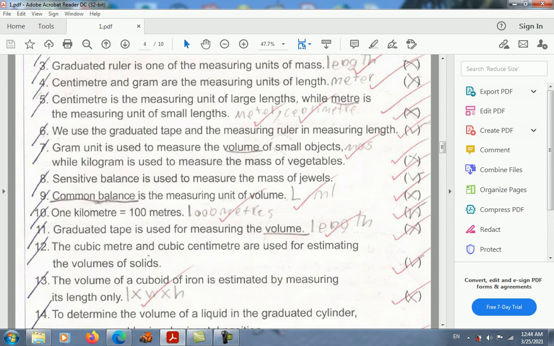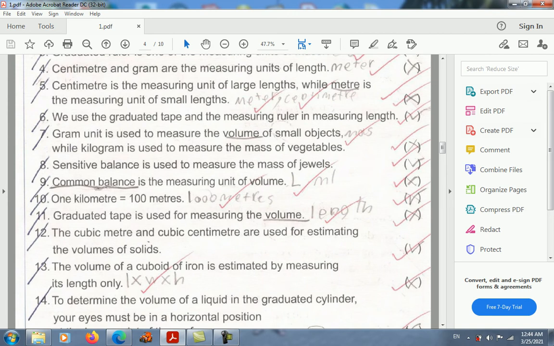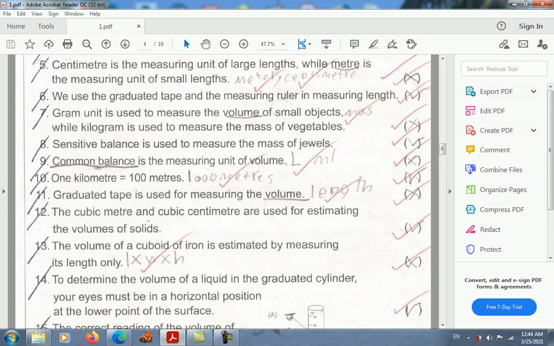3. Graduated ruler is one of the measuring units of mass. This is wrong. Units of length. 4. Centimeter and gram are the measuring units of length. Wrong. Centimeter and meter are the measuring units of length. 5. Centimeter is the measuring unit of large length, while meter is the measuring unit of small length. This is wrong. This is vice versa. Centimeter for small and meter for large.